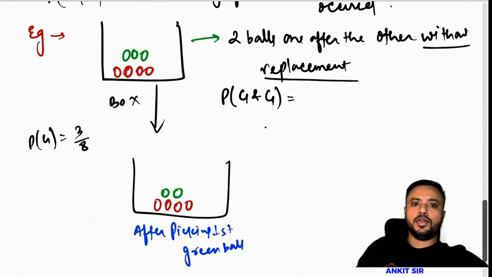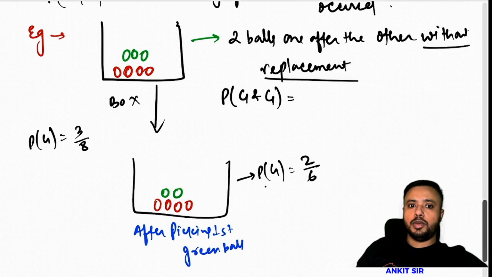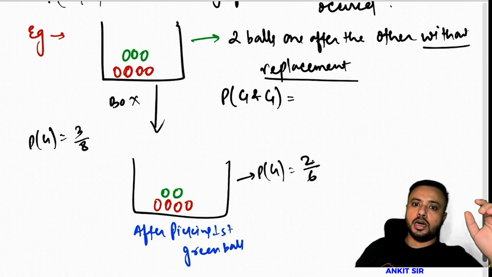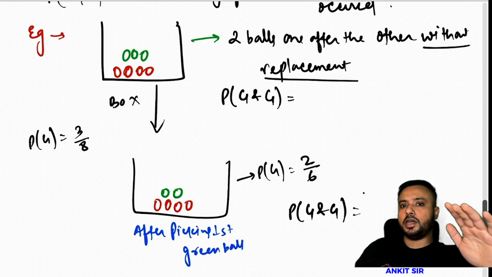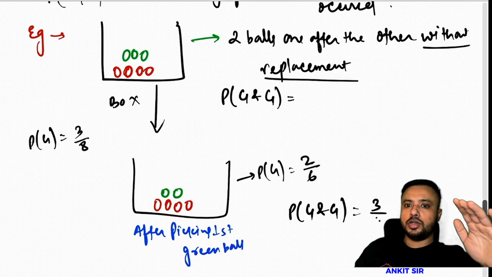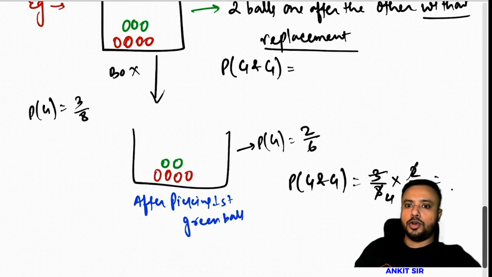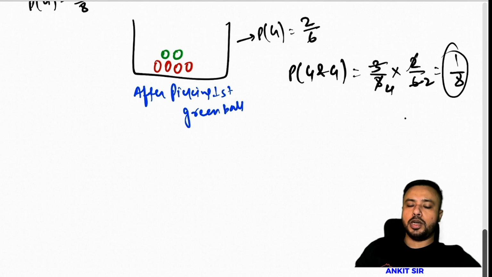So you can clearly see that in the second pick, the probability of picking a green ball is going to be 2 by 6, because the number of green balls has decreased by 1, and because of that, the overall number of balls in the box has also decreased by 1. So if I have to figure out the probability of G and G, that means the first and second balls are both green and the condition is without replacement, it's going to be 3 by 8 times 2 by 6. We just cancel it out and my answer would be 1 by 8 for this particular situation.